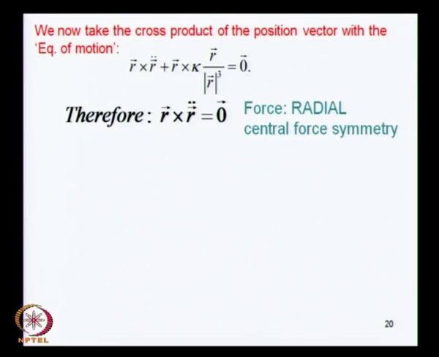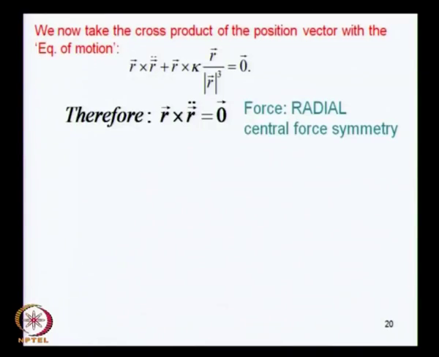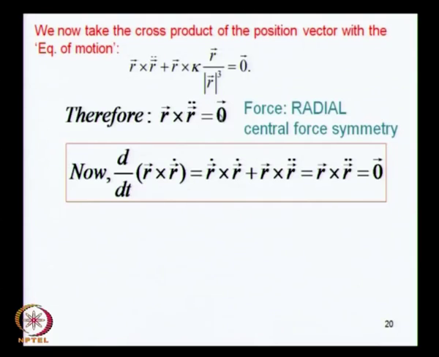These are the beautiful things in physics, that the symmetry of the force becomes manifest in this particular context, that the force is a radial force. We knew it, but we see that as a result of this we are going to discover another conserved quantity. So, we have the cross product of the position vector with the acceleration, which becomes a null vector.